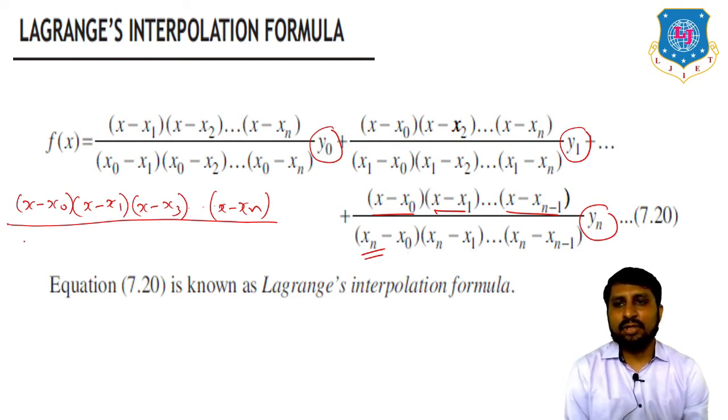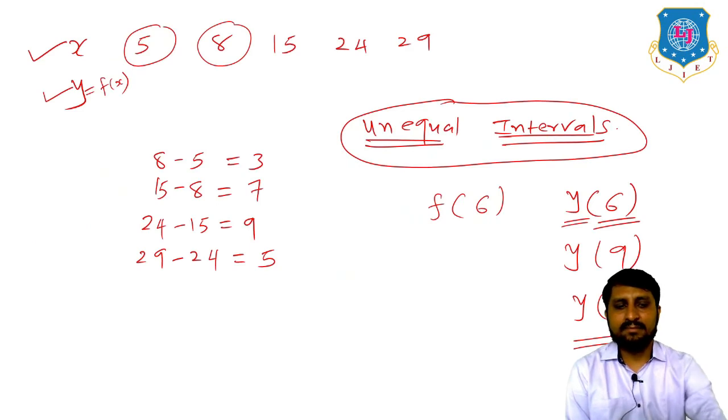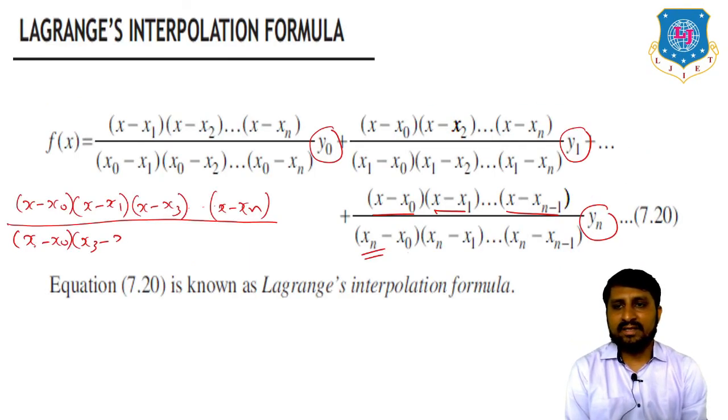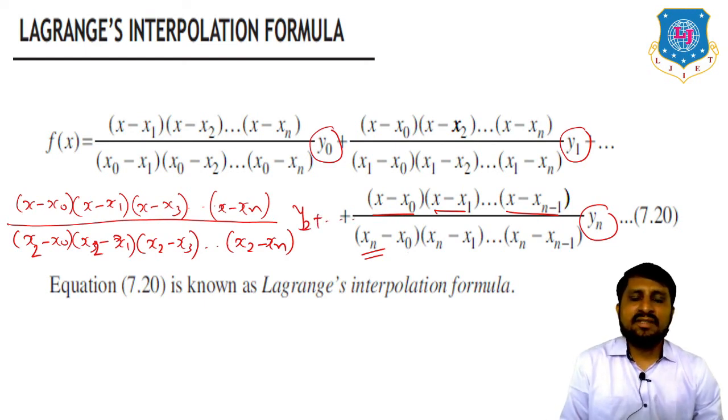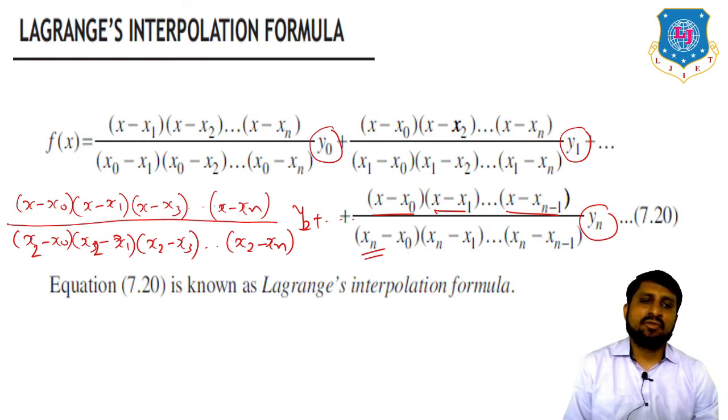now instead of x you have to take x2. So x2 minus x0, x2 minus x1, okay, x2 minus x3 up to x2 minus xn, clear, and into y2. So this is your third term and so on, okay. So this is your Lagrange interpolation formula to solve examples for unequal interval.